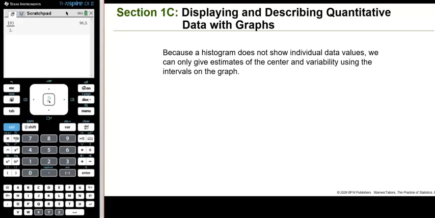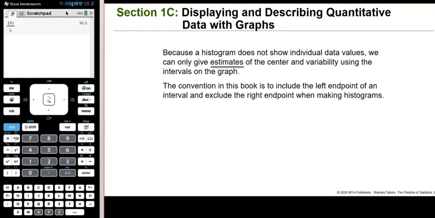Because a histogram does not show individual values, which is different than a dot plot or a stem-and-leaf plot, we can only give estimates of the center and variability. That's true. But it does a really good job on shape. So with a histogram we really like it for the shape. It's kind of its purpose.